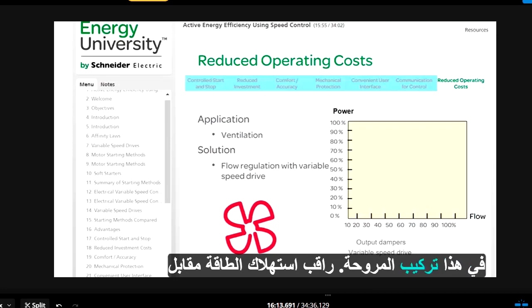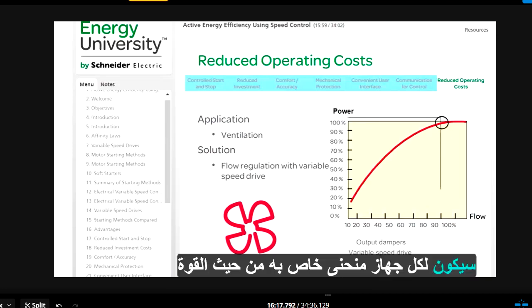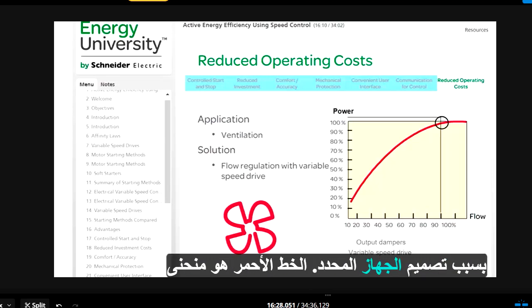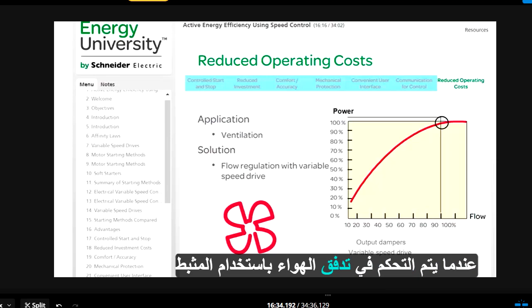In this fan installation, observe the power consumption versus airflow curve. Every device will have its own characteristic curve for power versus flow. They may not look like the ideal curve that we saw when we looked at the affinity laws due to the design of the specific device. The red line is the power versus airflow curve when the airflow is controlled with a damper.